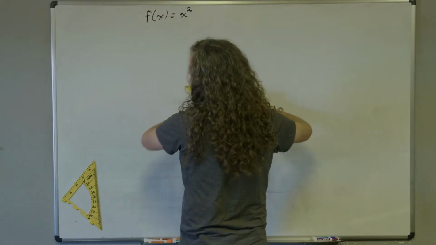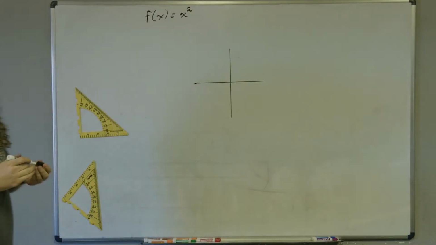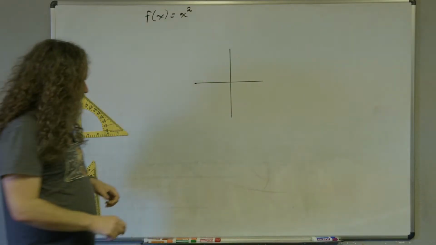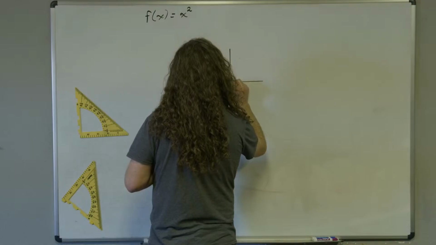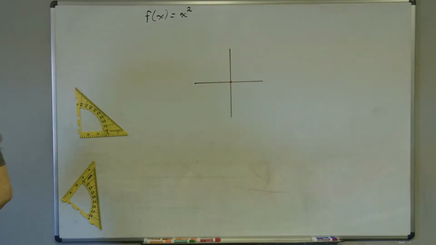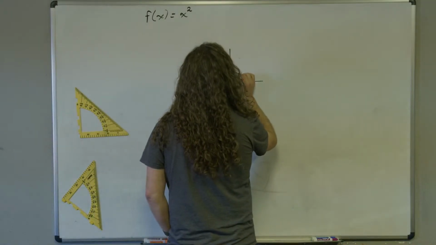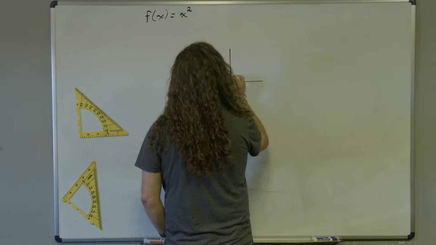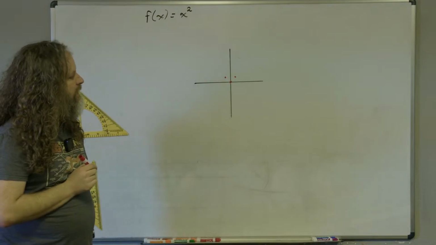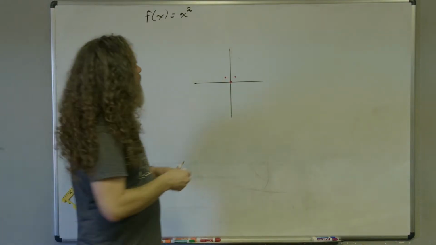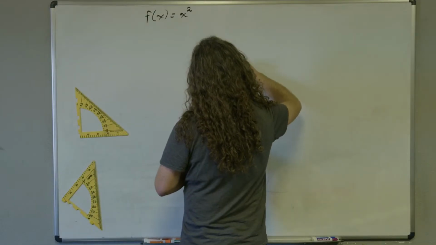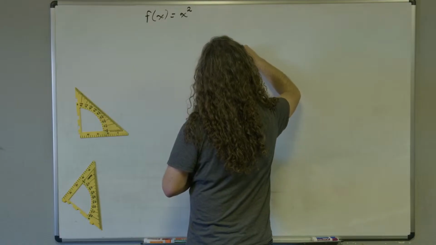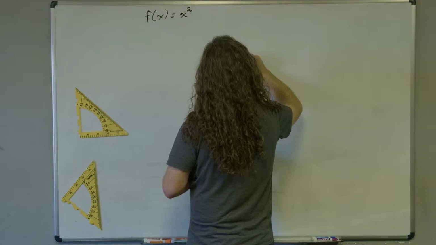Where does it go through? What are some critical points in that function? 0, 0 is where the vertex is. That's true. Where are some other critical points in that function? 1, 1. True enough. And then the symmetric point on the other side. And then 2, 4 would be on there. 1, 2, 3, 4. All right, so that's what it looks like.